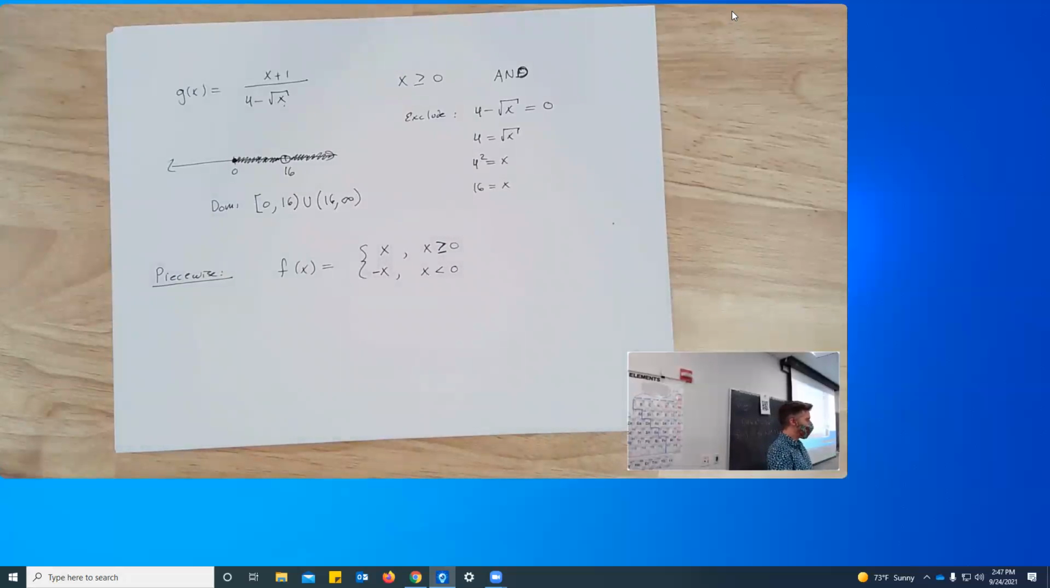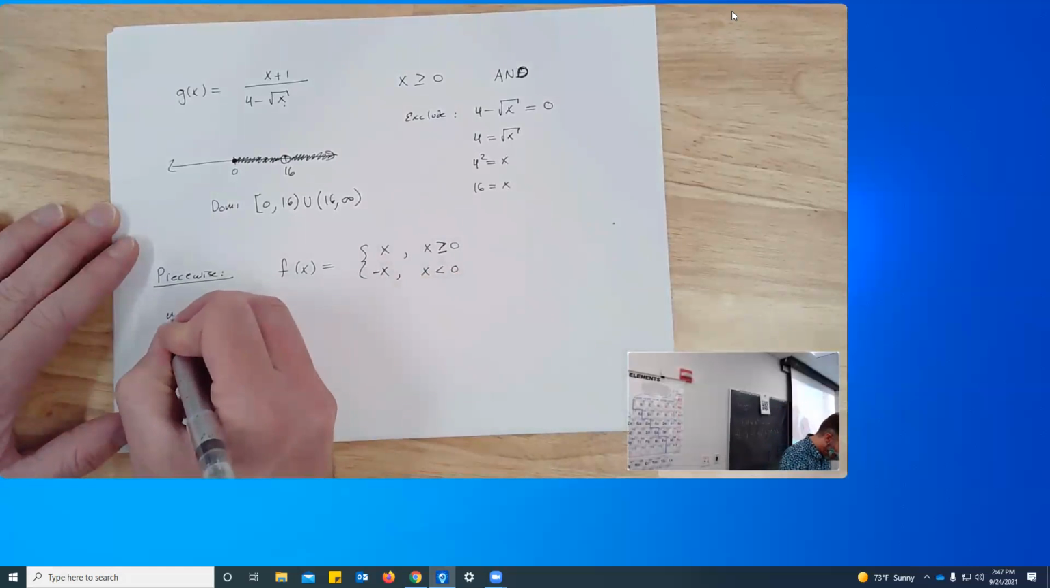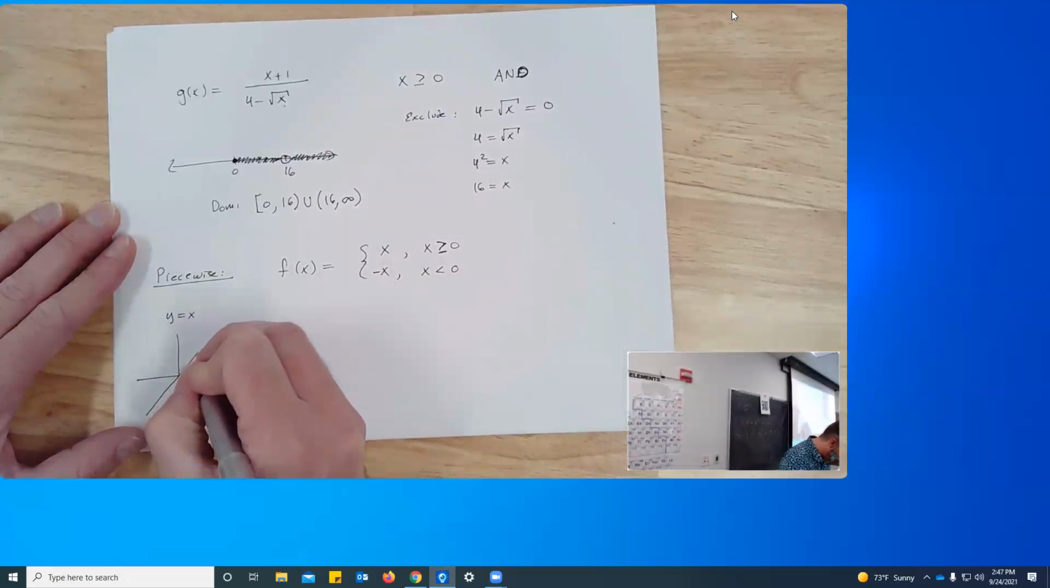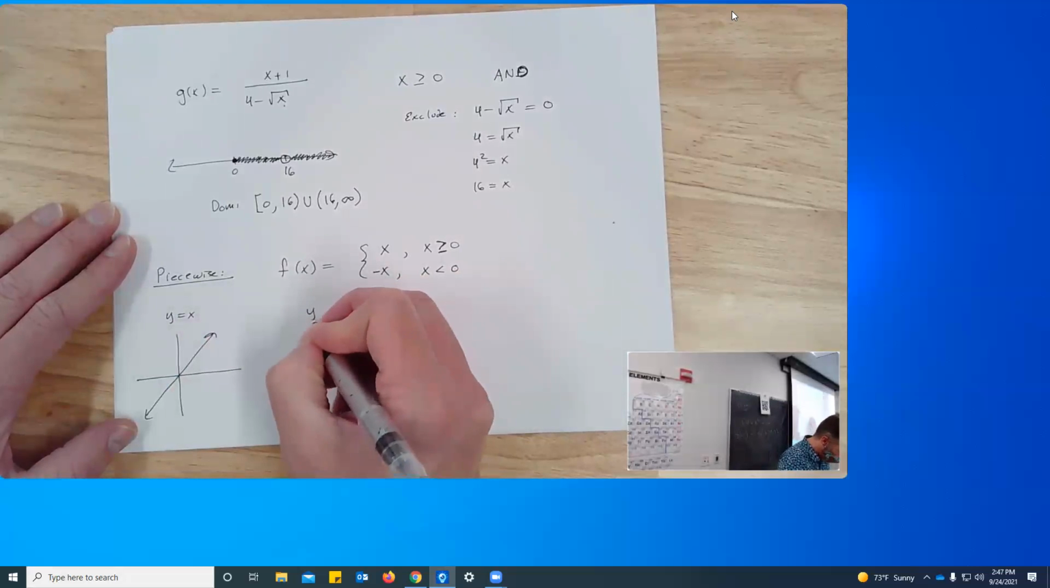How would I graph this function? Well, I don't want to do all the work in the world. You could totally do this the long way. I'm going to do it this one time, and then say you shouldn't do this. You could graph y equals x, the whole deal. There it is. You graph y equals negative x.